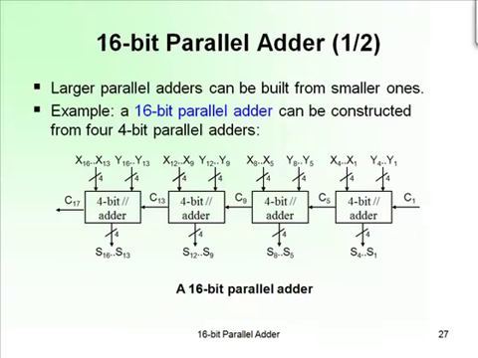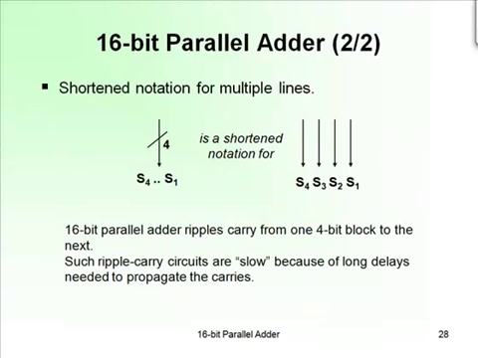Larger parallel adders can be built from smaller ones. For example, to create a 16-bit parallel adder, we could use four 4-bit parallel adders or eight 2-bit parallel adders, however you wanted to do it. We'll see that there's a formula for that. Just FYI, this is the shortened notation for multiple lines. The line drawn through it with a 4 means there are 4 arrows, and we're going from S4 decrementing down to S1. You'll see here S4, S3, S2, S1, just shorthand notation.